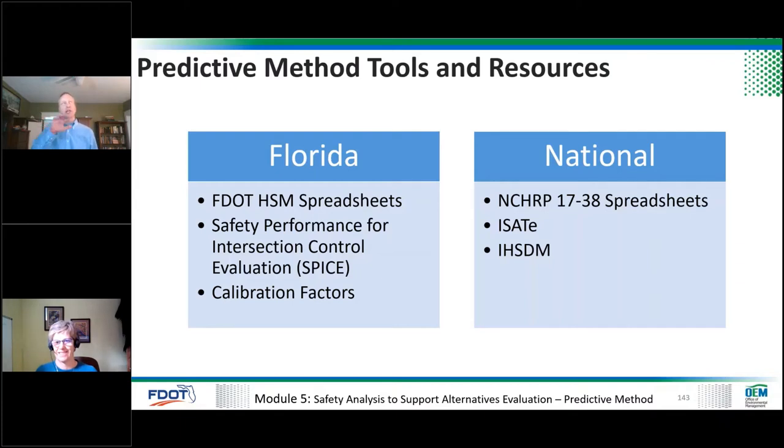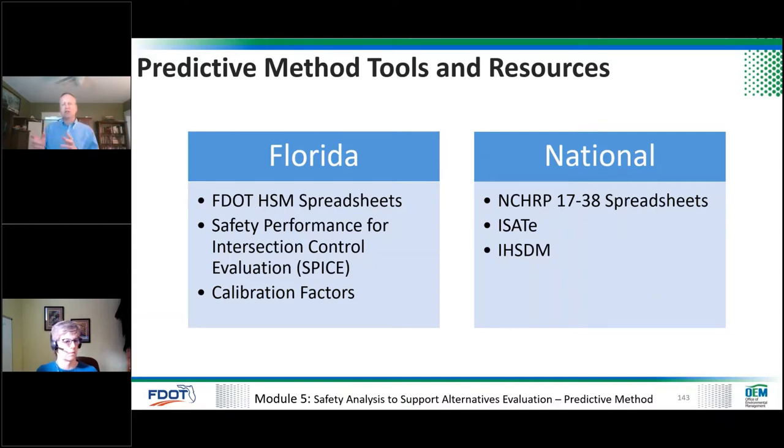They didn't change any of the underlying equations. There was one little mathematical cleanup in one of the sheets that was affecting decimals of crashes. They fixed that, I believe, but generally those should be the same. There are different spreadsheets that do the same thing. Then in Florida, we also have SPICE, and then we have the Florida-specific calibration factors that we've talked about.